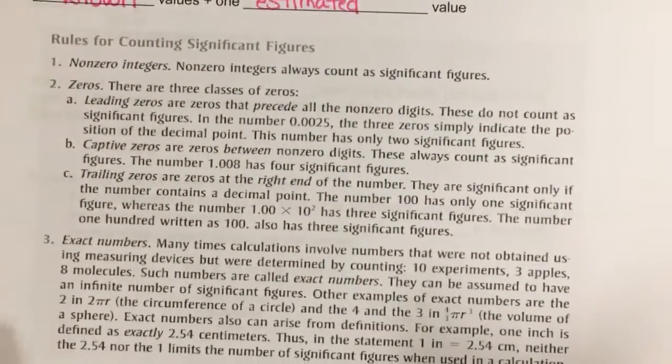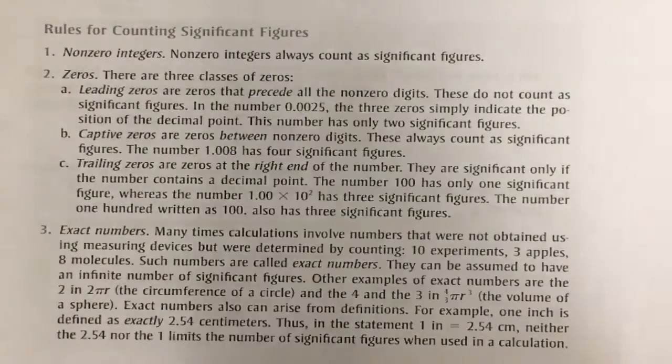Now, here are some rules for counting sig figs and how to tell. It talks about leading zeros, captive zeros. There's an easier way to do that, so I'll talk about that in a second. I like the easy way better. If this works for you, use this system, okay?